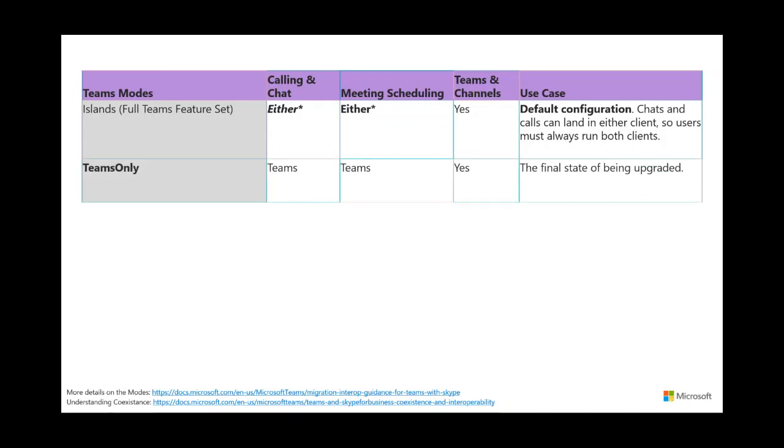The next mode, and these are the 2 we will be focusing on, is Teams only, and this is the final state. So this is really when your organization has made that complete deployment of Teams. You have a 100% deployment, large adoption, right? So this is totally the end state.